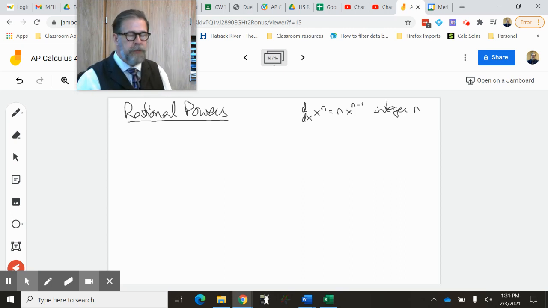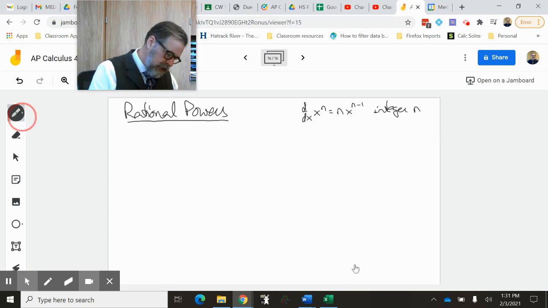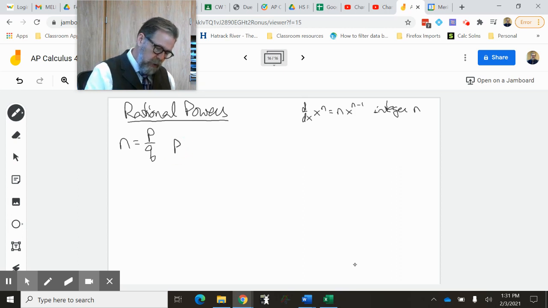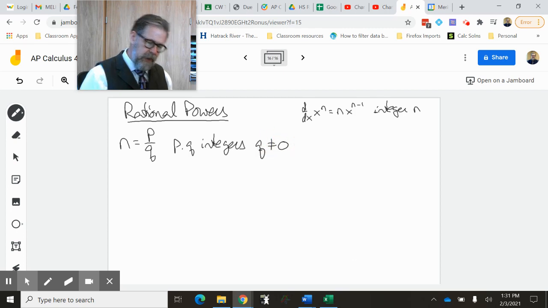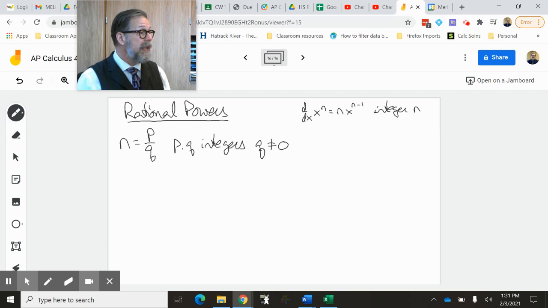And spoiler alert, I've told you this before. Eventually, we're going to know that it's true for all numbers. It doesn't matter. But what we're going to do today is we're going to prove that it's true for a rational power. So, what is a rational power? Well, let's let n equal an integer divided by another integer. So, p and q are integers, with the only qualification that q can't, for obvious reasons, be equal to 0.